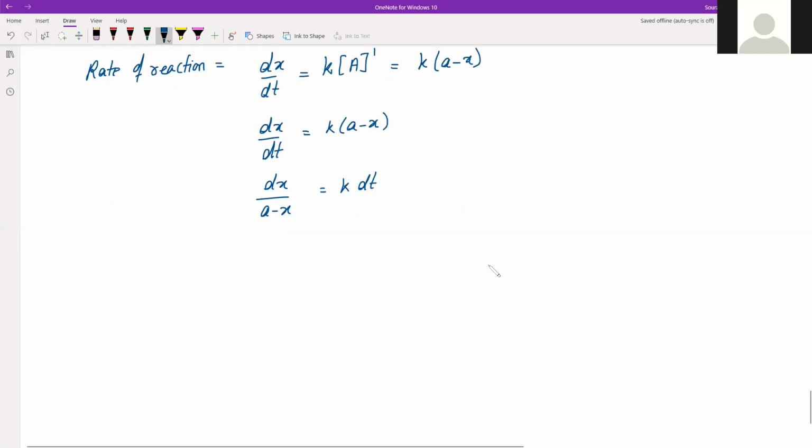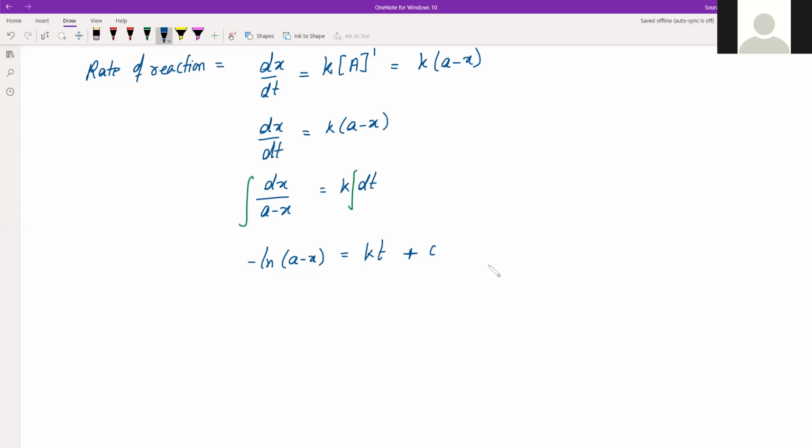Now, if I have to integrate this, how do we integrate? We can see here it is 1 by a minus x. So that is nothing but ln, that is the natural log of a minus x. That will be its integration. And because it is minus x, there will be a minus sign outside. And this will be equal to kt plus some constant c, where c is the constant of integration.